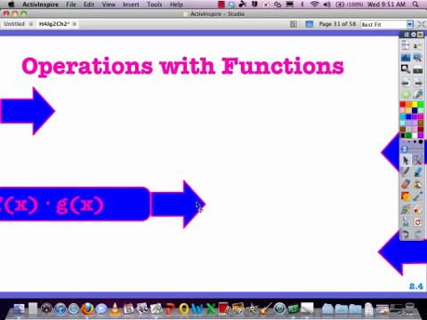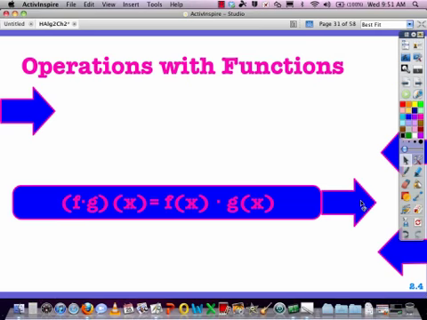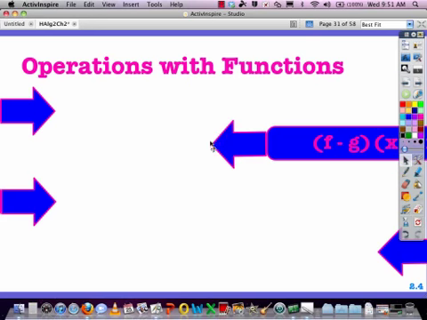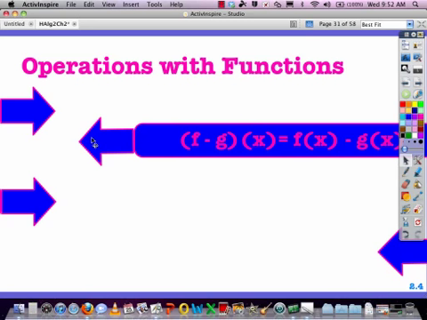Second one, f times g of x. We would take each individual function and we would multiply the two of them together, and the resulting answer would be our product for these two functions. Third, f minus g of x is nothing more than taking each separate individual function and subtracting those values at x together.